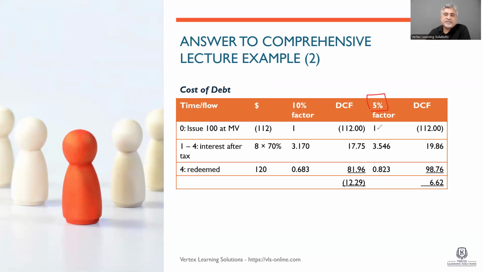So these are the factors. One is always the factor for time zero. And this is the annuity factor for 4 years at 5%. This is the present value factor for the 4th year at 5%. And I multiply this with the same numbers. Okay, so you get these discounted cash flows and your NPV comes out to be positive.